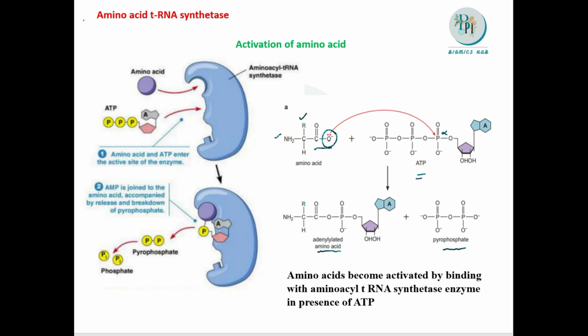Here we can see in this diagram that the enzyme aminoacyl tRNA synthetase has 2 domains. One domain binds the amino acid, and the other domain binds the ATP. Here this reaction takes place. The amino acid reacts with the alpha phosphate of ATP, and pyrophosphate is released. In this way, the adenylated amino acid is formed.